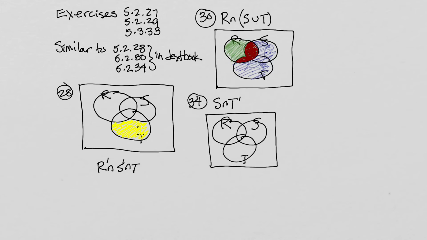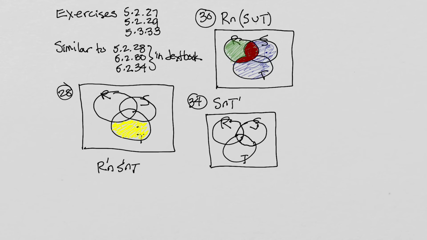Now in this problem, number 34, we're looking for S intersect T prime, but the instructions say to use a 3 circle Venn diagram. All right, so we need S intersect T prime. Now there's no R here, so R has nothing to do with this. This shading that we're going to do is independent of R. So what we're looking for is everything in S and outside of T.